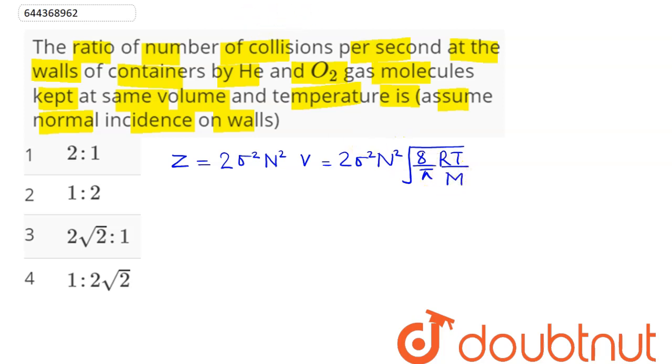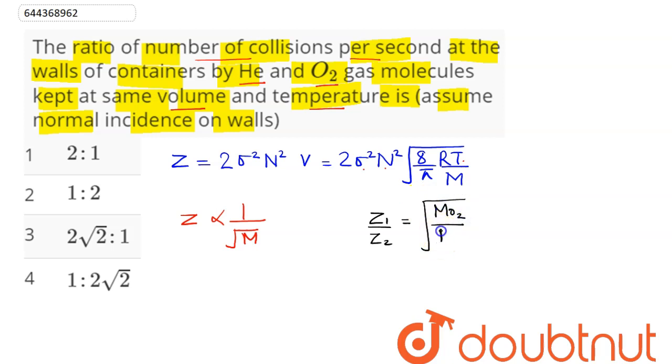Now, in the question we need to find the ratio of the number of collisions per second, that is, the ratio Z1 by Z2 for helium and oxygen kept at the same volume and temperature. Hence the temperature is the same, n is the same, sigma is the same, so the collision frequency is inversely proportional to the square root of molecular weight. So the ratio of collision frequency Z1 by Z2 comes as the molecular weight of oxygen divided by the molecular weight of helium, under a square root.